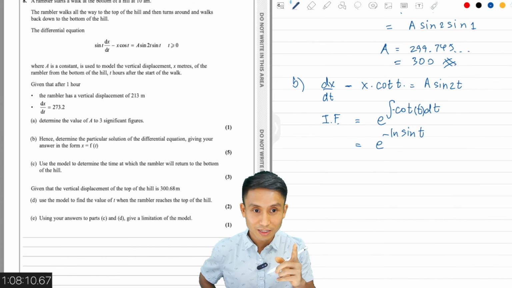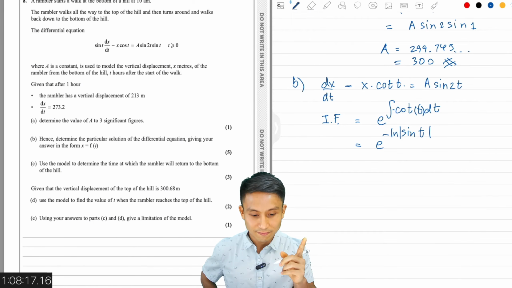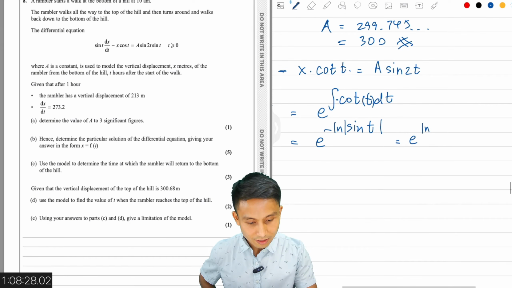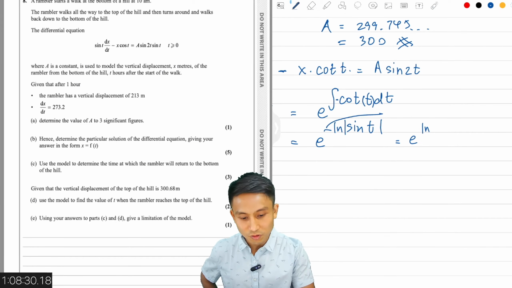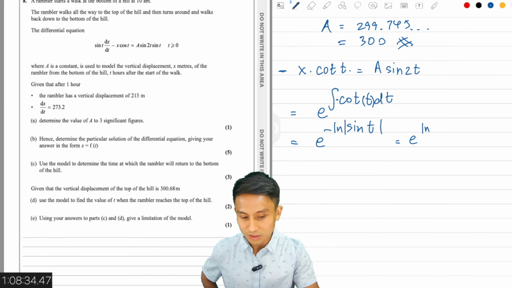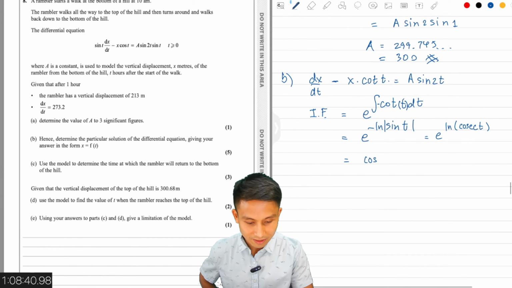Integrate cot x, you get ln of absolute sine x. Yeah, so that should be fine. Just put a minus there. Okay. So that means this is basically e to the ln of 1 over sine. If you put a minus here to the top, you get 1 over sine t, right? Which is cosec t.